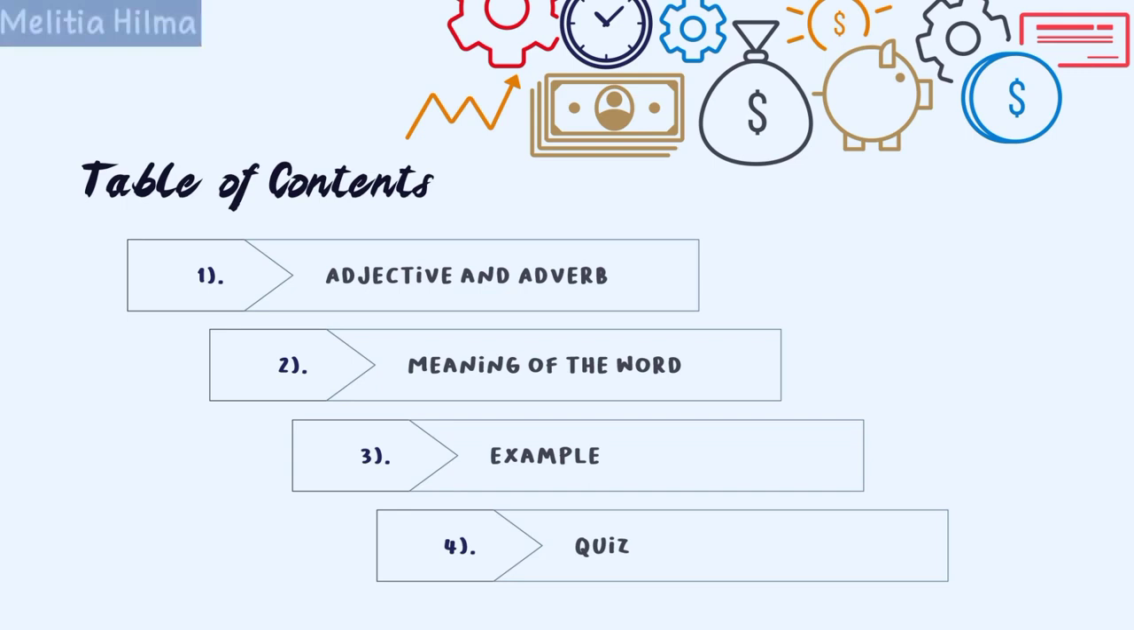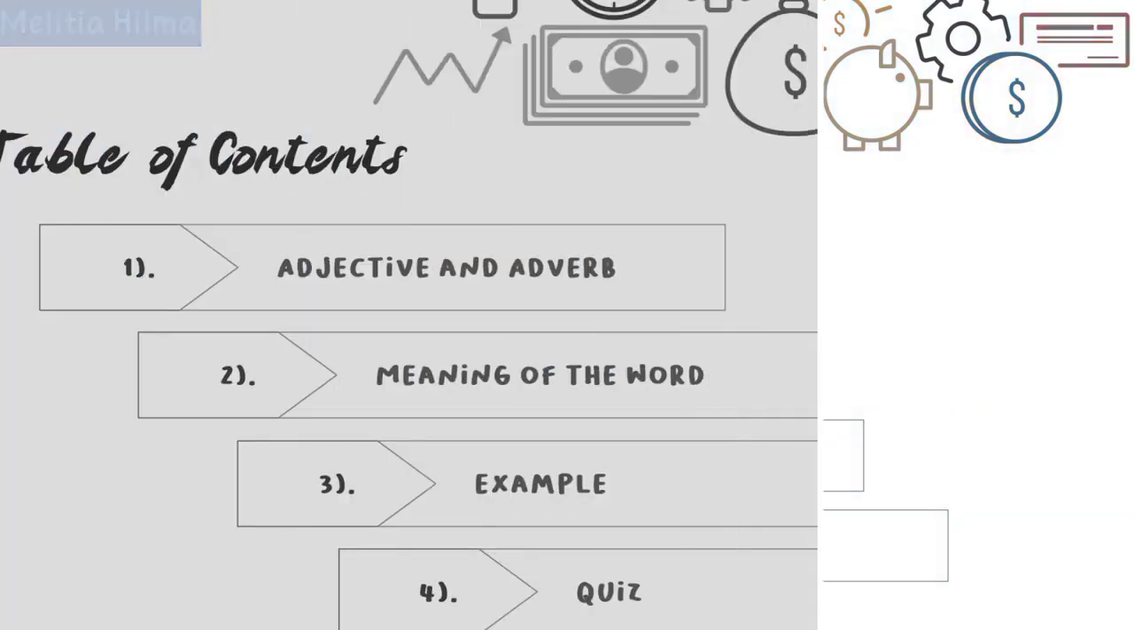Firstly, we're gonna talk about adjective and adverbs meaning, and also their types. Secondly, we're gonna explain about meaning of the words. Thirdly, the examples. And lastly, we're gonna have fun with the game or the quiz. So guys, let's begin the discussion.